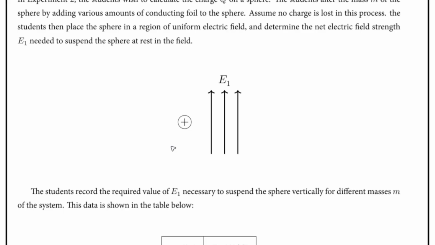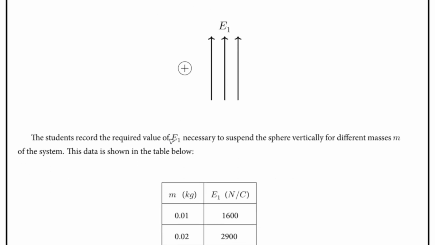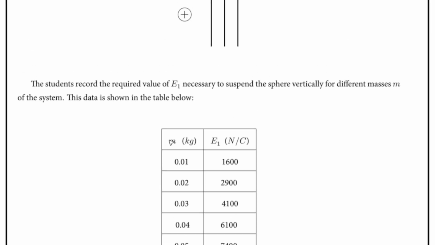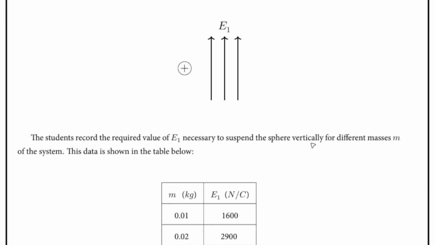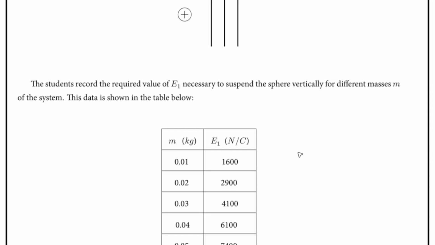Now in experiment 2, the students want to calculate the charge Q on a sphere. They change the mass m of the sphere by adding different amounts of foil and figure out the resulting E field needed to suspend the sphere at rest vertically. So we're changing the mass and figuring out how much E field is required to suspend it, assuming charge stays constant.